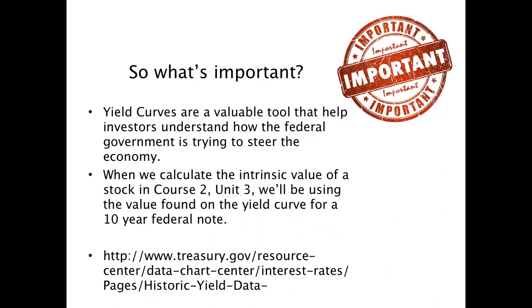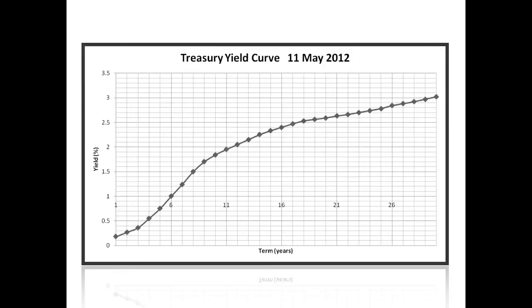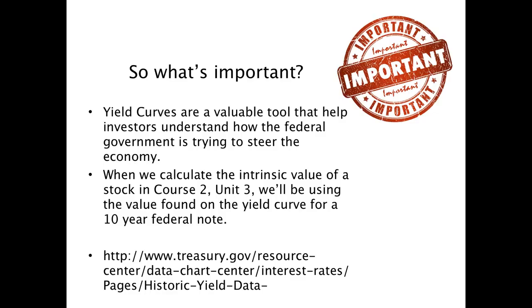So when we calculate the intrinsic value of a stock in Course 2, Unit 3, which is the next unit, we'll be using the value found on the yield curve for the 10-year federal note. So if we go back to the yield curve here and we look at the 10-year mark, you can see that we're approximately 1.7, 1.8, right in that range for the 10-year federal note. And now that might not make much sense right now as you're looking at this chart, but when we get into the next lesson, you're going to see how that applies when we apply it to our intrinsic value calculator.